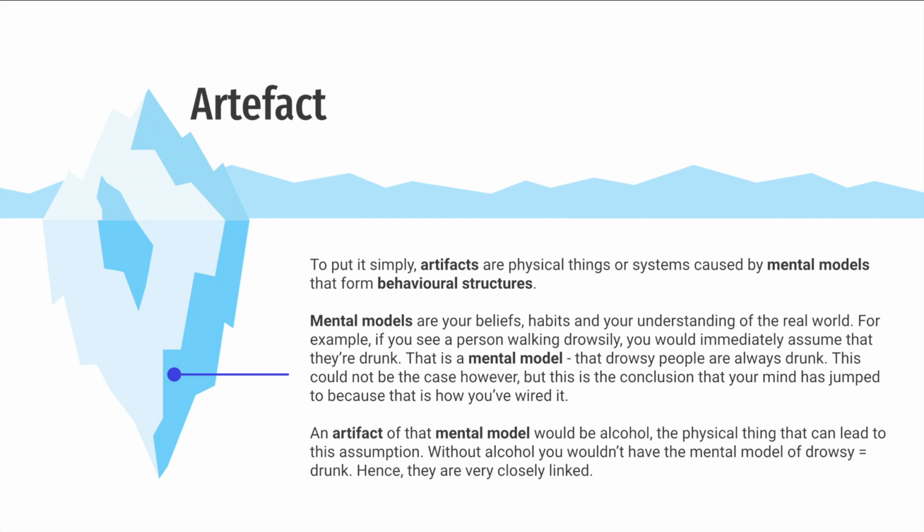Mental models are your beliefs, habits, and your understanding of the real world. For example, if you see a person walking drowsily, you would immediately assume that they're drunk. That is a mental model that drowsy people are always drunk. This could not be the case, however, but this is the conclusion that your mind has jumped to because that is how you've wired it.